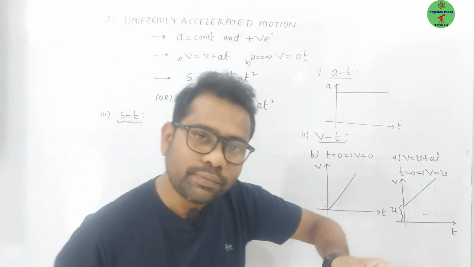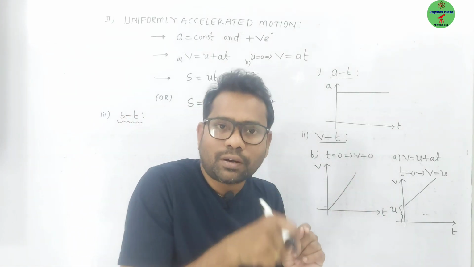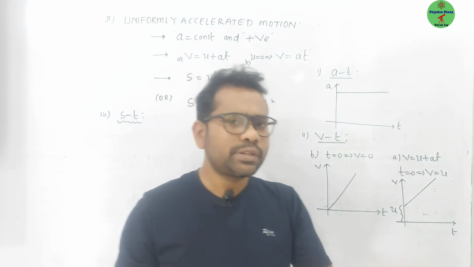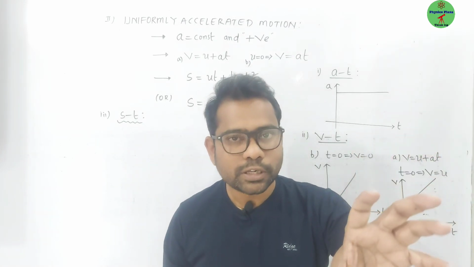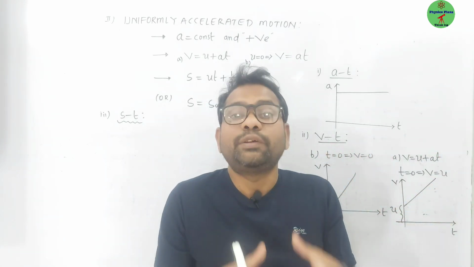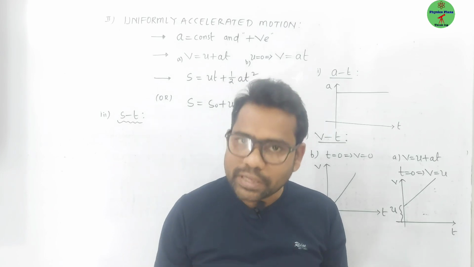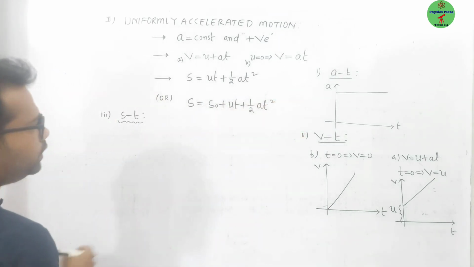But how to decide whether that parabola is starting from the origin or not? Very simple. Put the time equal to 0. If you get a displacement of 0, it starts from the origin. Put the time equal to 0. If the displacement is not 0, then it won't start from the origin. Very simple.